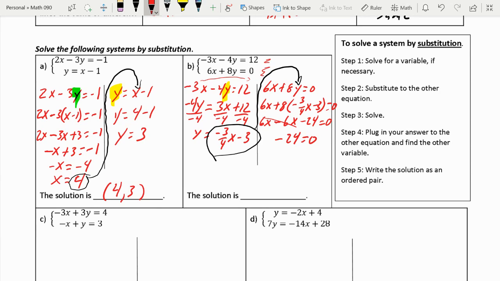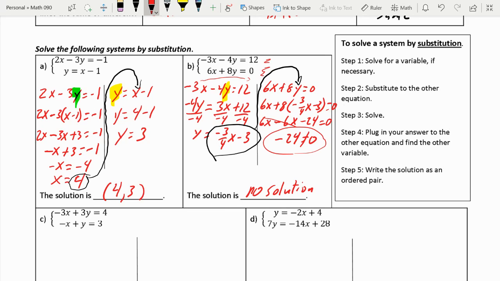All right, when that happens, when the variable drops out, it gets canceled, we have to look at this and say, is that a true statement? Does negative 24 equal 0? No, negative 24 does not equal 0. So the solution is there's no solution.